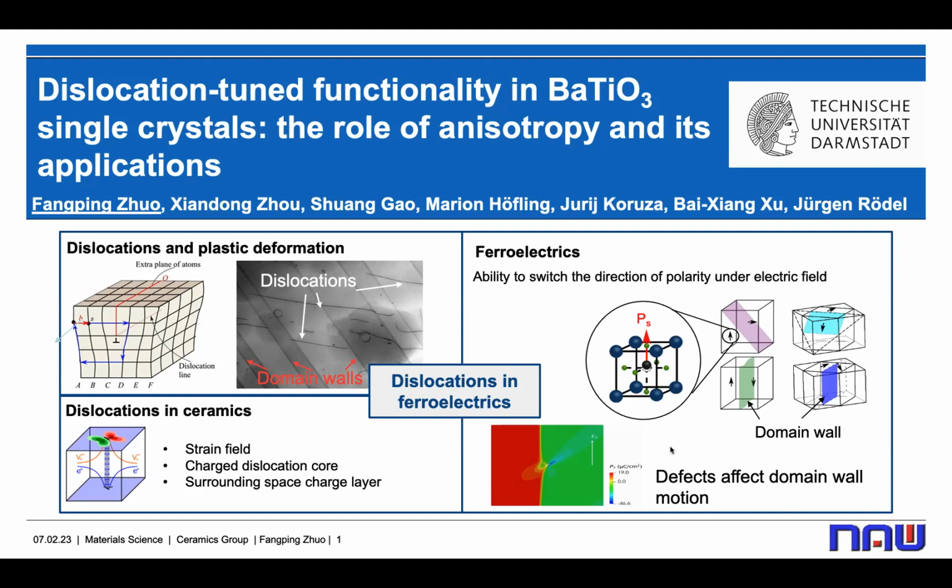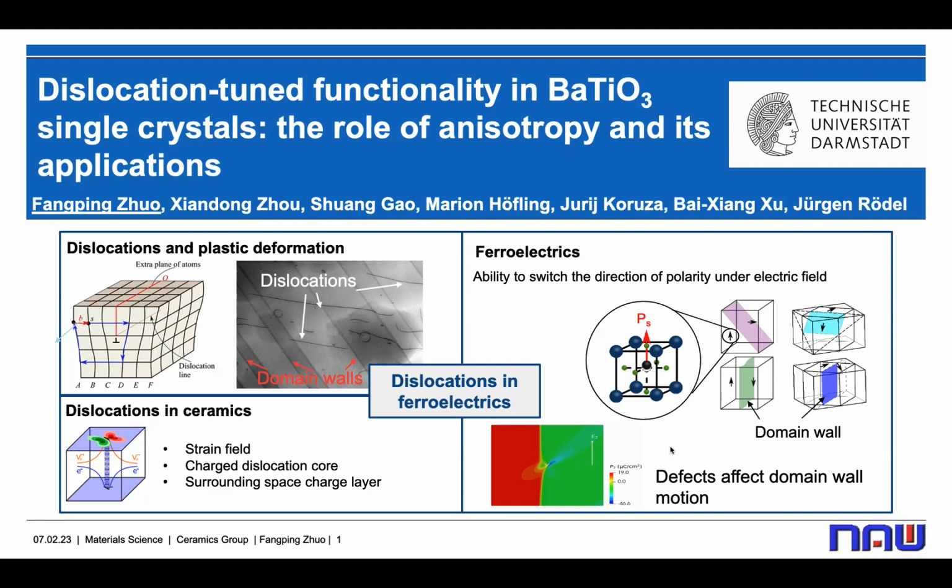We know that dislocations are 1D defects, and they are the carriers of plastic deformation, which can largely affect the mechanical properties of many materials. So dislocations in ceramics can provide strain fields, and they can also be charged and form the space charge layer.